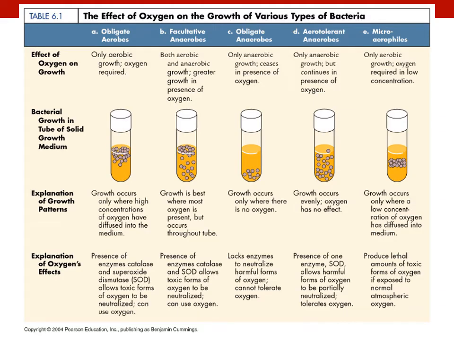Organisms can also be grouped into categories based on the effect of oxygen on their growth, which is directly related to whether or not they produce one or all of the enzymes mentioned in the previous slide. You should become very familiar with this slide and be able to identify the group based on the effect of oxygen on growth, the level at which it will grow within a tube of solid medium, and the explanation for the growth patterns based on the enzymes that the organisms are able to produce.